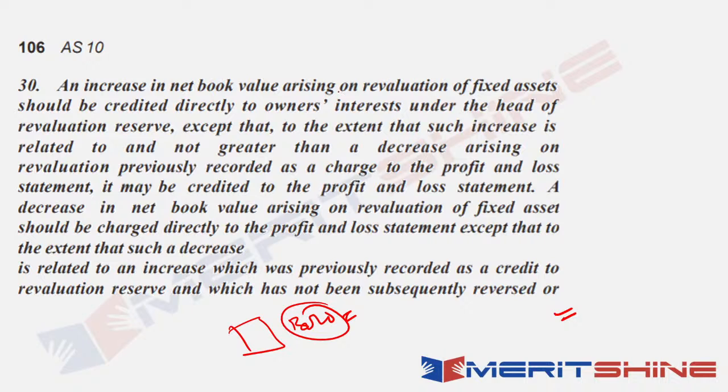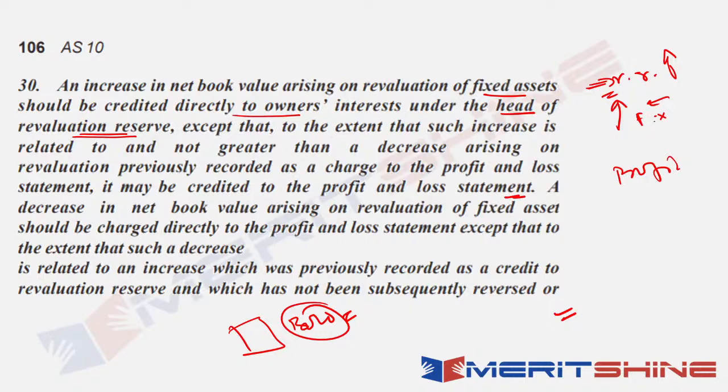Now, an increase in the net book value arising out of revaluation of fixed asset should be credited directly to the owner's interest under the head of reserve, revaluation reserve. So what is happening here? If there is an increase in your fixed asset, it is not going as profit. It is first hitting what? Revaluation reserves. It is increasing the owner's capital, you can say, to the extent that such an increase is related to and not greater than the decrease arising on the revaluation previously recorded as a charge to the P&L statement. It may be credited to the profit and loss statement.